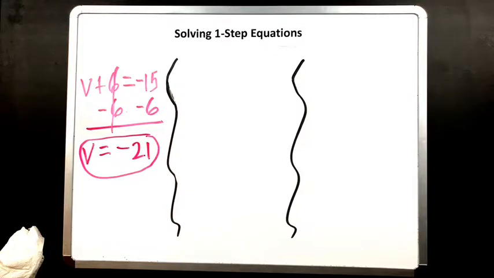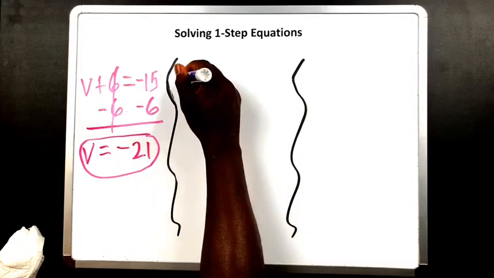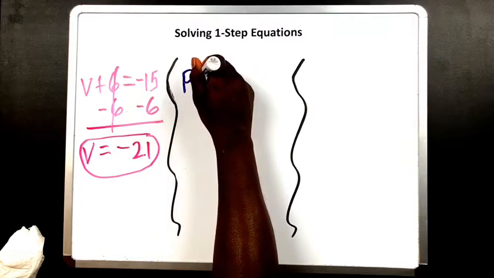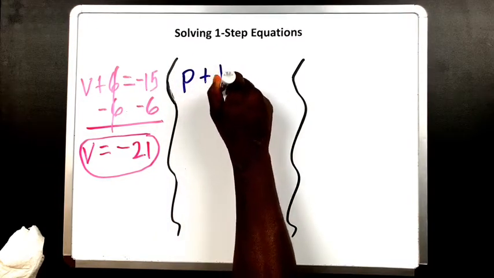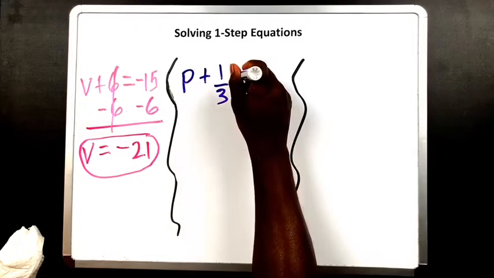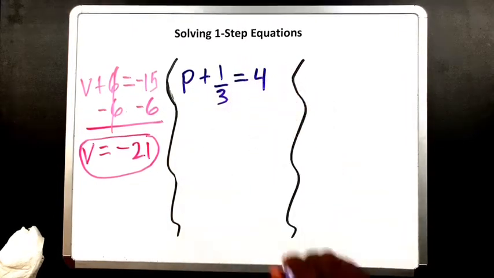Now, what about if we're dealing with fractions? Some students think, okay, just like we dealt with decimals, we're going to solve a problem involving fractions. The process doesn't change. We're still going to use addition or subtraction property of equality. We're just going to be dealing with fractions. So let's go ahead and solve a problem involving a fraction. So here we have p plus 1/3 equals 4.